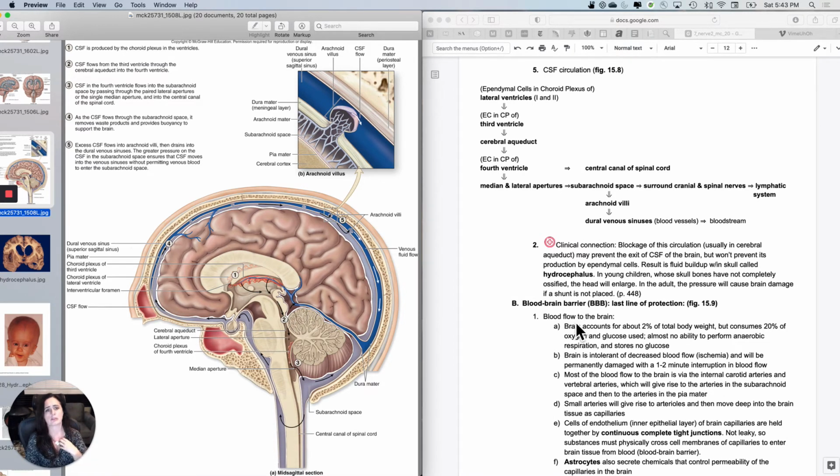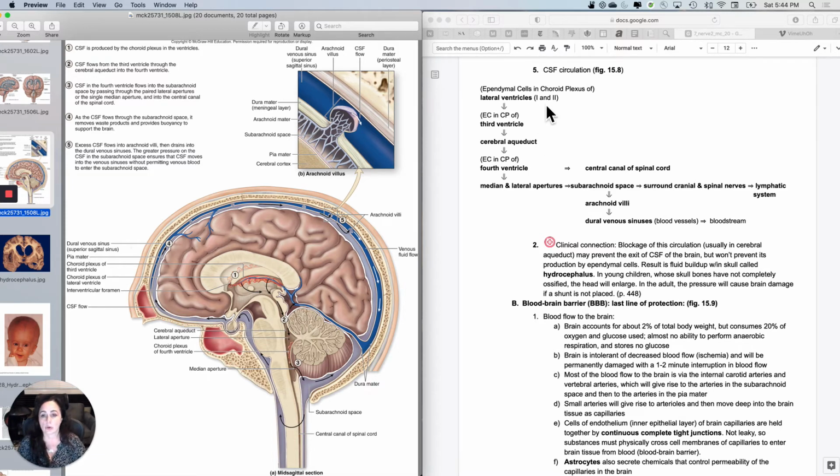So cerebrospinal fluid circulation. This is the same thing that I went through, only it's listed as a flow chart, and it's got a tiny bit more information on it. And it goes with this picture as well. So where is cerebrospinal fluid made? Where does it circulate? How does it get out of the brain? So let's tell the whole story, both with the picture and with this.